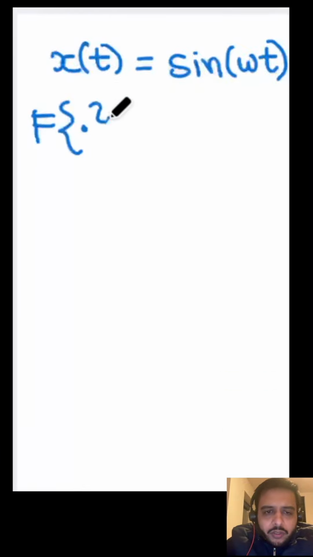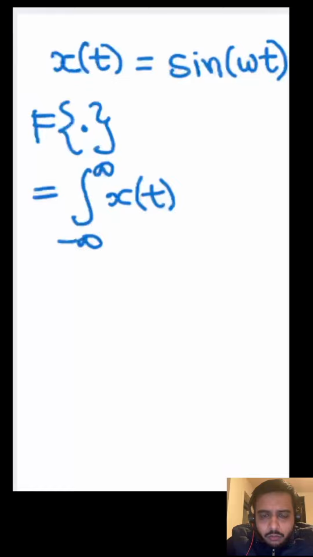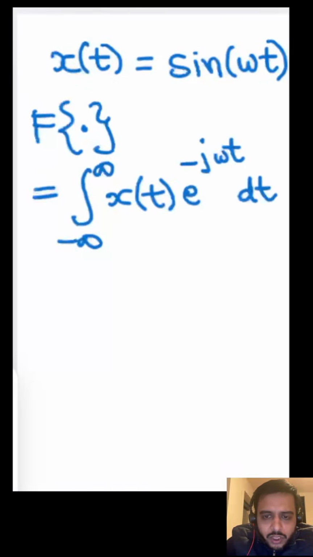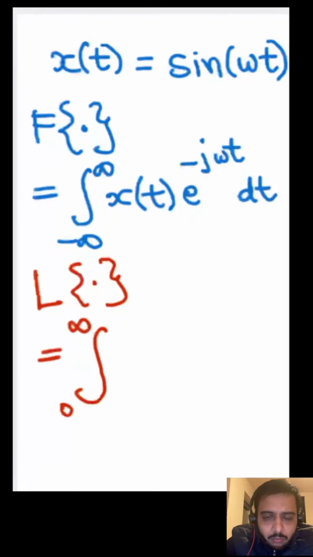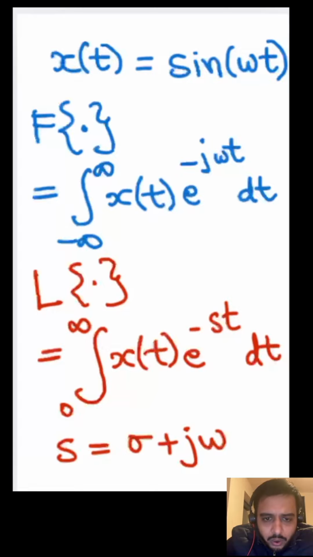So let's start with the definition of the Fourier transform. We know that it's the integral of our time domain signal with an exponential e to the power minus j omega t, dt. Similarly, we have the Laplace transform, which is again an integral but with a complex exponential e to the power minus st, where s is a complex number, sigma plus j omega.